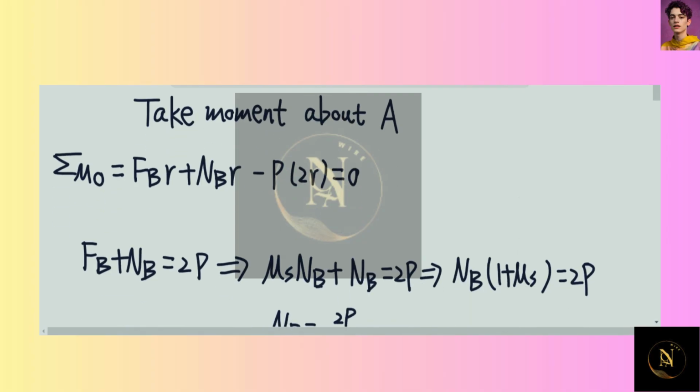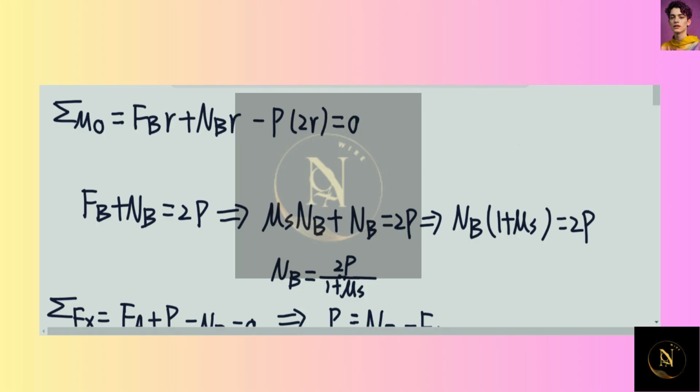And we know Fb can be equal to mu s Nb. Mu s here is the coefficient of static friction we are looking to determine. So we have mu s Nb plus Nb is equal to 2P, which means that Nb times 1 plus mu s is equal to 2P. So we have Nb is equal to 2P over 1 plus mu s.